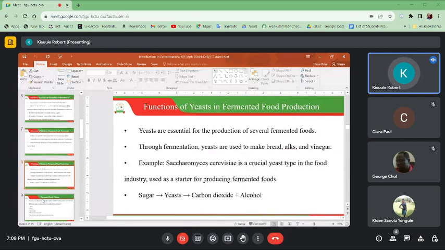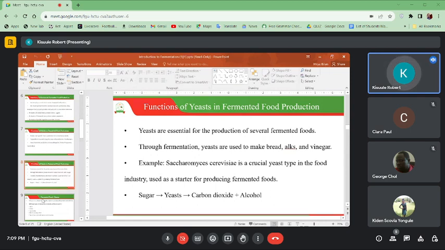Yeasts are essential. So now we have looked at the bacteria, we have looked at the molds, and now we are going to be looking at the yeasts. Sometimes people tend to confuse the yeasts and the molds. So we need to have a differentiation of those. Maybe something would come around there in new objectives. I don't know whether it will or not, but however, we need to have an understanding of what yeasts are and also what molds are.